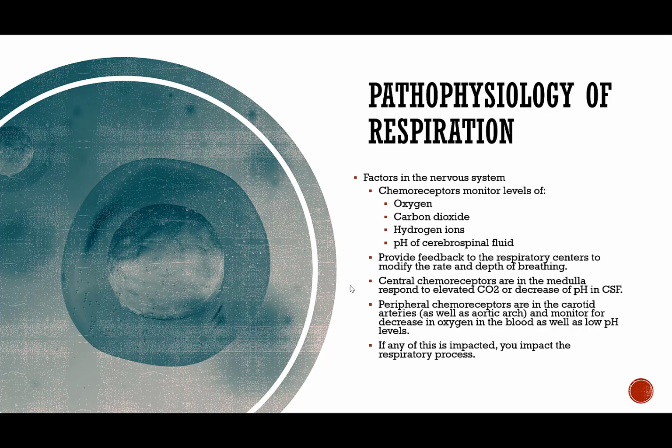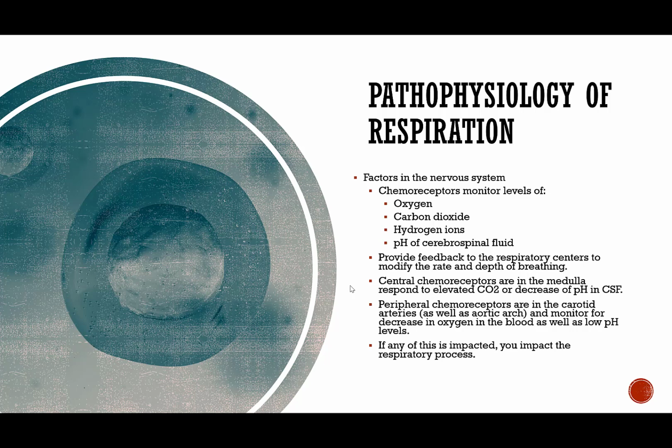There are two types. There are the central chemoreceptors, and they're in the medulla, right? You should know where the medulla is. If you don't, look it up real quick. And those respond to elevated CO2 or a decrease of pH in the cerebrospinal fluid. It's pretty simple, right? Central chemoreceptors are in the medulla, and they respond to increased carbon dioxide or a decrease of pH levels in the cerebrospinal fluid. Those are our primary, the first things that fire off what? They fire off a request to ventilate. And you should know about the phrenic nerves and all that at this point.